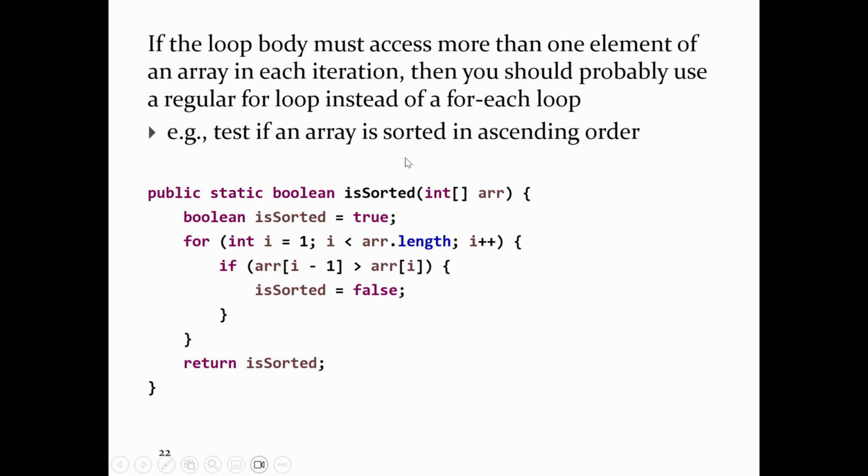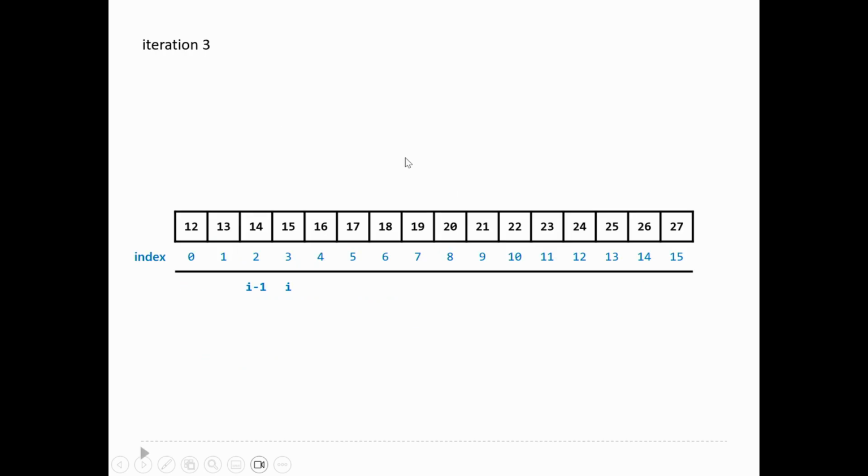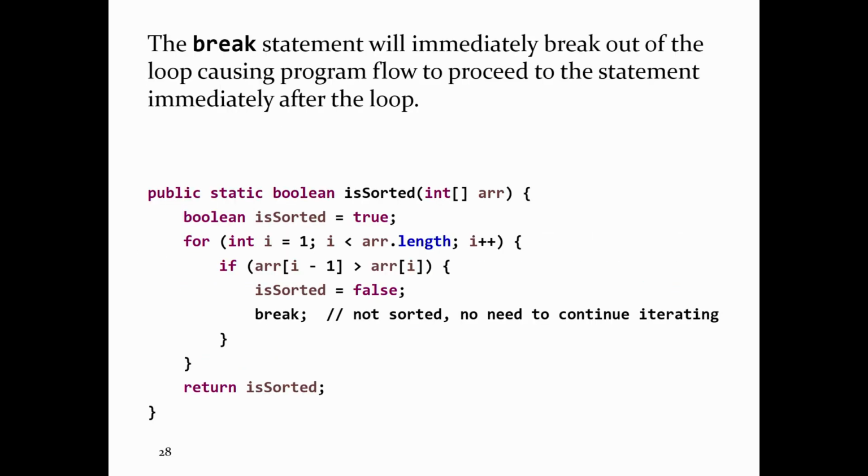Right? And so there's is sorted. Now, you might ask yourself, if the first two elements are not sorted, you know that the rest of the array is not sorted, so you can stop, right? It's not sorted, so you can stop. If you want to stop a loop, the way you do that is with the break statement.